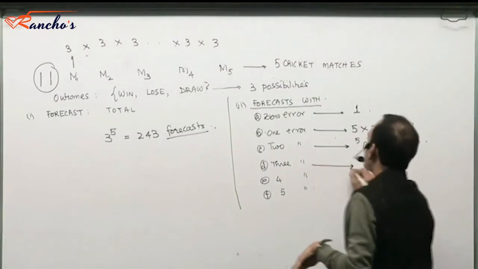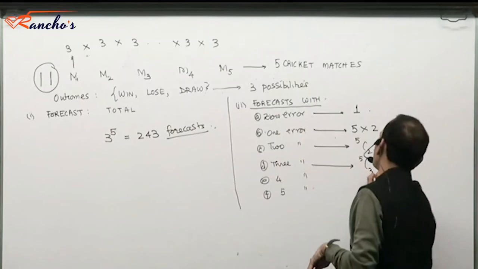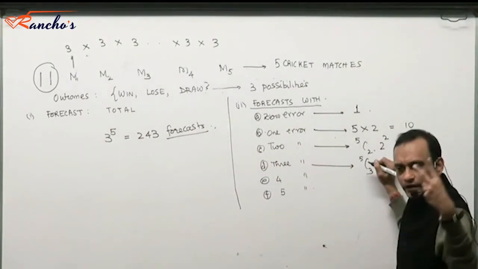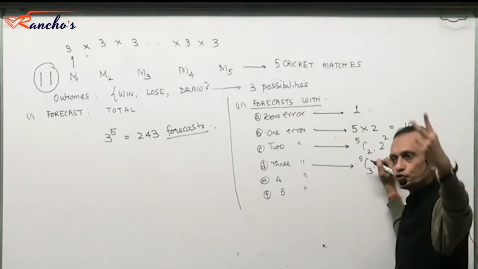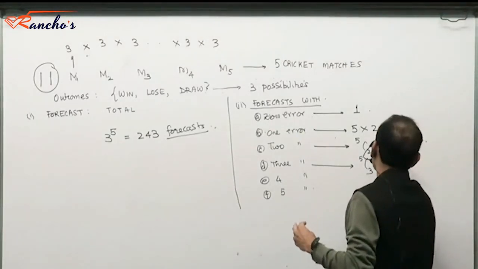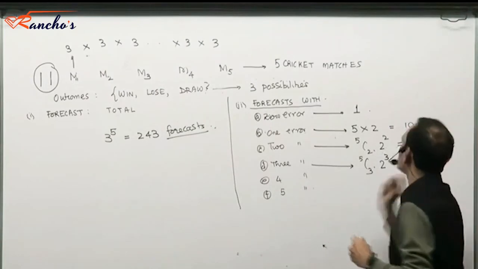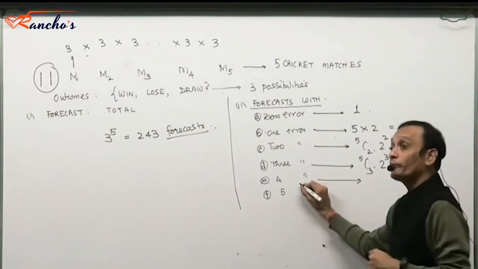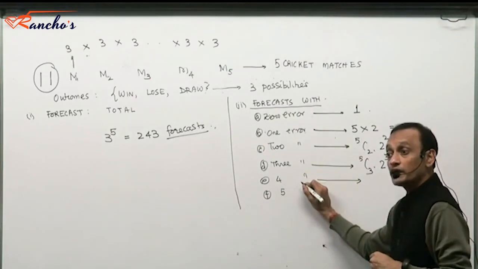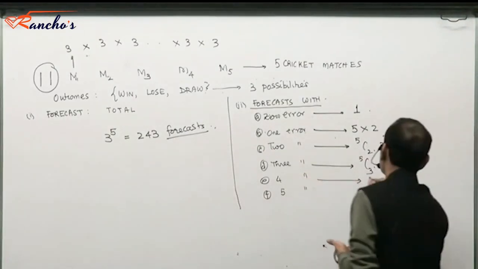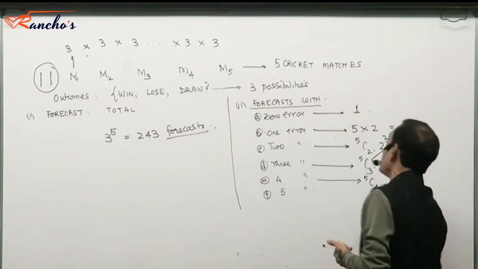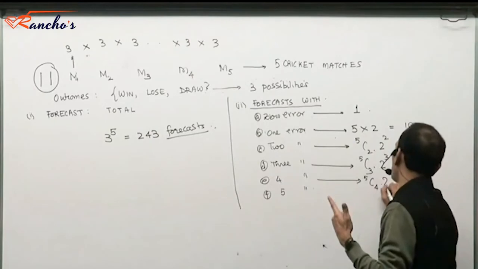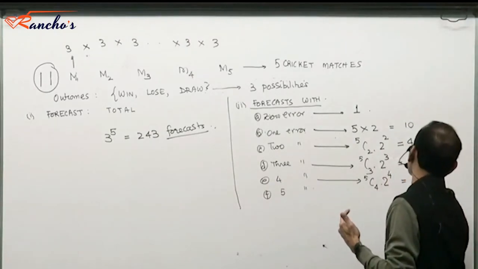Right, now 3 errors means you'll have to select the 3 matches in which the errors are made. And then the error for each match could be in 2 ways. So 2 into 2 into 2, that makes it 2 cubed. 8 into 10, that is 80 ways. Then 4 matches in which an error is made: 5C4 ways to select the 4 matches, and then the error 2 into 2 into 2 into 2, 4 times. So that's 2 to the power 4, 16 into 5, that is 80.